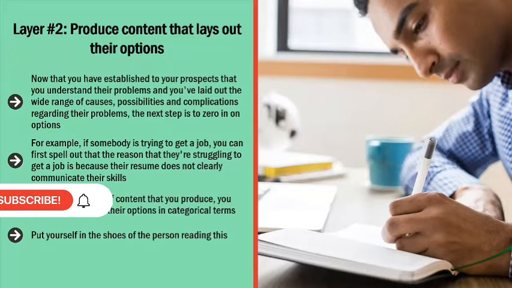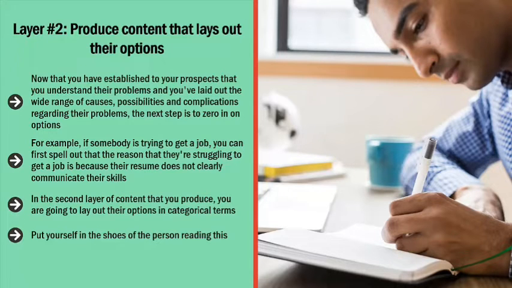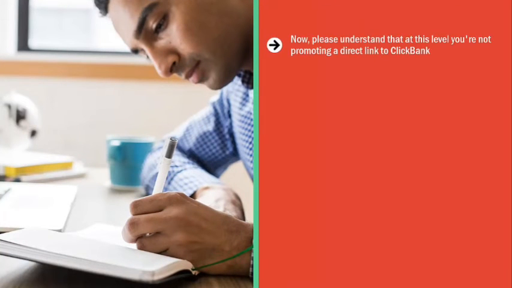You have demonstrated to them that you have a good understanding of their problem, and you demonstrate that this problem is not unsolvable. You have shown, by laying out different options, that this problem is not impossible. At this stage, your prospect is beginning to trust you more and more. In this level, you are obviously going to start working on getting them to like the option that you are promoting. Now, please understand that at this level, you're not promoting a direct link to ClickBank.